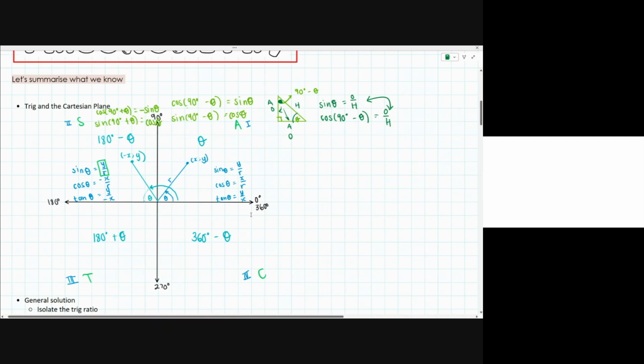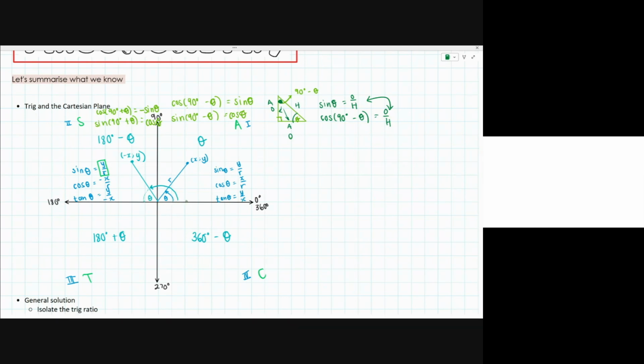So that is the basics of your Cartesian plane. The only other thing I wanted to say is negative angles. Because for some reason we get stuck with negative angles.